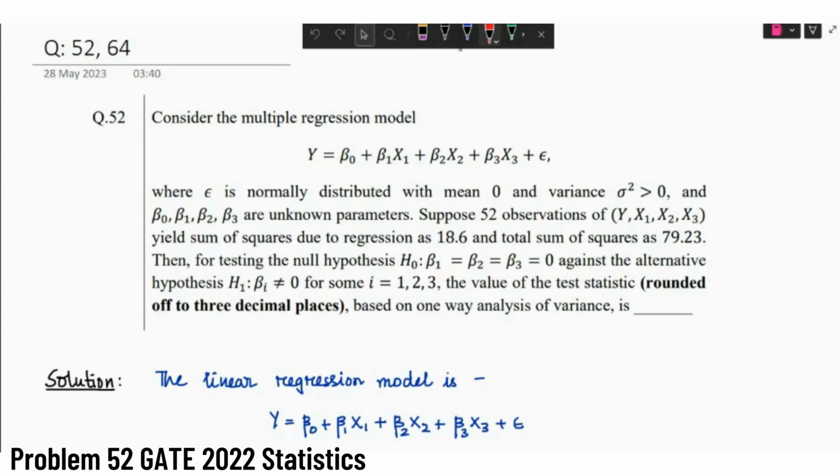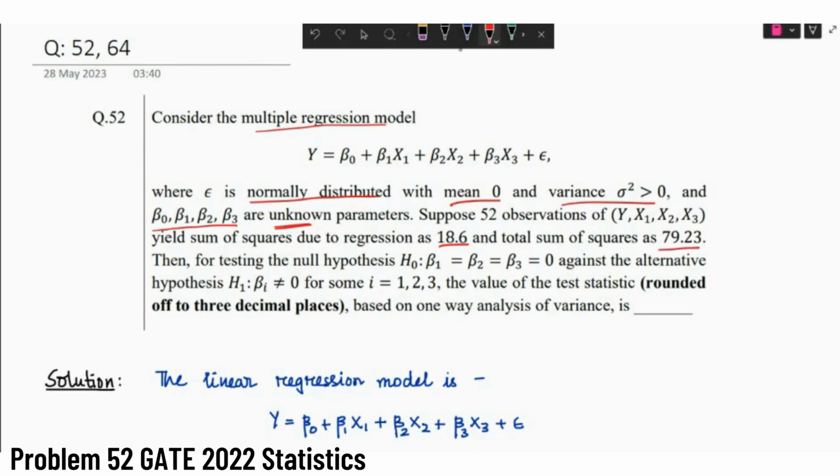This problem says that there is a multiple regression model, y equal to beta naught plus beta 1 x1 plus beta 2 x2 plus beta 3 x3 plus epsilon, where epsilon is normally distributed with mean 0 and variance sigma square, and beta naught, beta 1, beta 2, beta 3 are unknown parameters. We have 52 observations of these variables, which yield sum of squares due to regression as 18.6 and total sum of squares as 79.23.